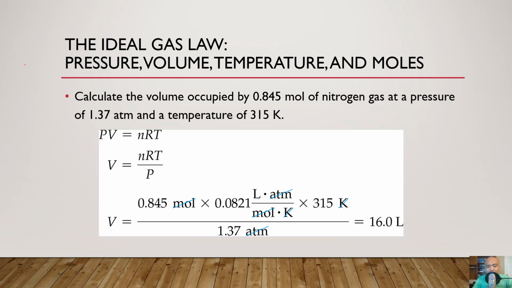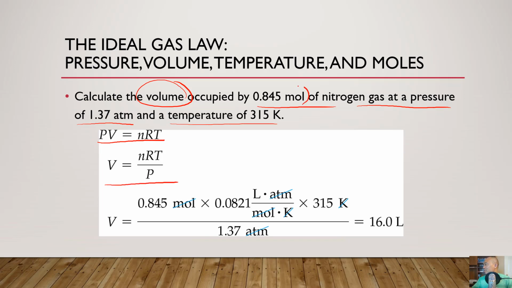Calculate the volume occupied by 0.845 mole of nitrogen gas at a pressure of 1.37 atm and a temperature of 315 Kelvin. When we look at this question, the first thing we should notice is that there is no change of states. It's only one state. There is no initial and final state. So we are going to use PV = nRT, the ideal gas law, to solve this problem. Please note, in the ideal gas law, all the units must be correct. We need to find the volume, so V is nRT over P.